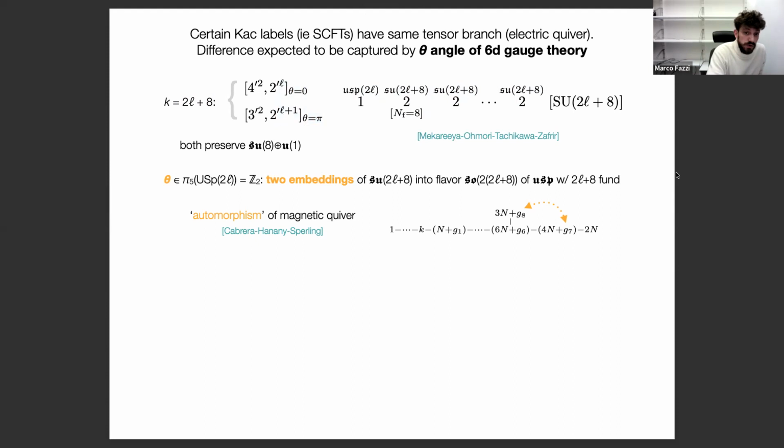Another way of saying that is that if you compute the magnetic quivers of these two Katz labels, you will see that they differ, but very subtly. In fact, it was shown by Hanany, Santiago, and Marcus that the only difference between the two magnetic quivers is an exchange between these g7 and g8 numbers, which are just functions of basically the parts in the Katz labels. So the bottom line is that you have at least an instance for this specific K that was found by Del Zotto and friends, where two different Katz labels, in fact a one-parameter family of those, have the same electric quiver. But we were actually able to extend this.